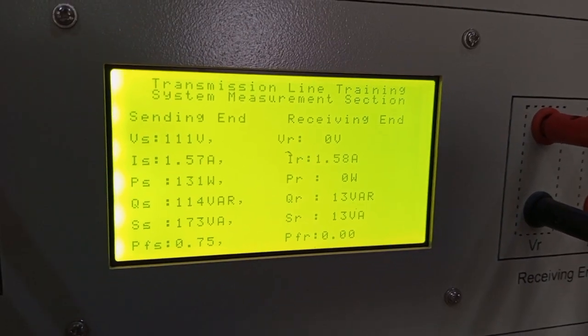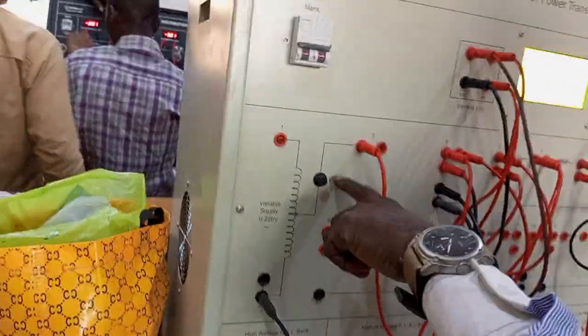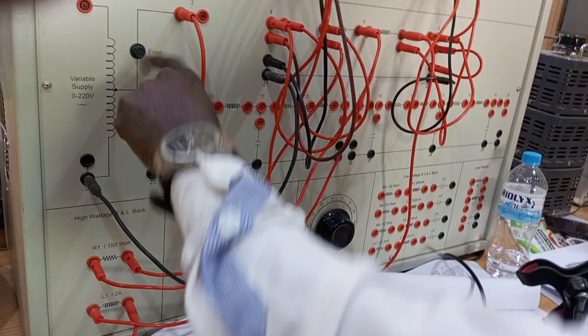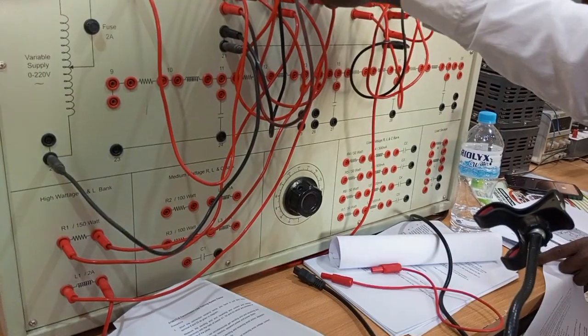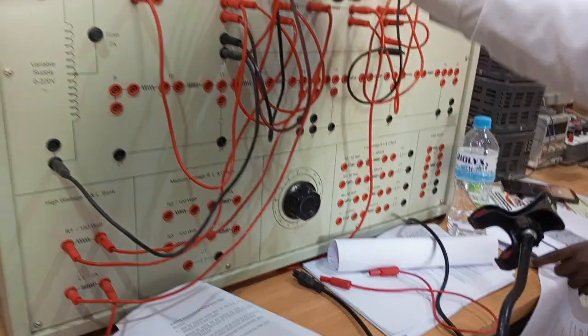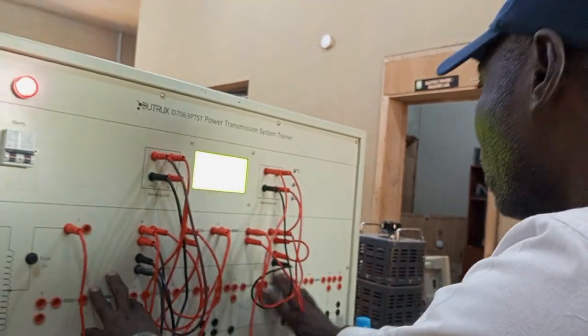This 110. So when it is 110 now, the current rating of this fuse is 2 amp. So we shouldn't supply any current that will be more than this 2 amp. As I'm increasing this, when this current gets to 2 amp, it will cut off the element, the fuse. They put this here so that it will secure the device.